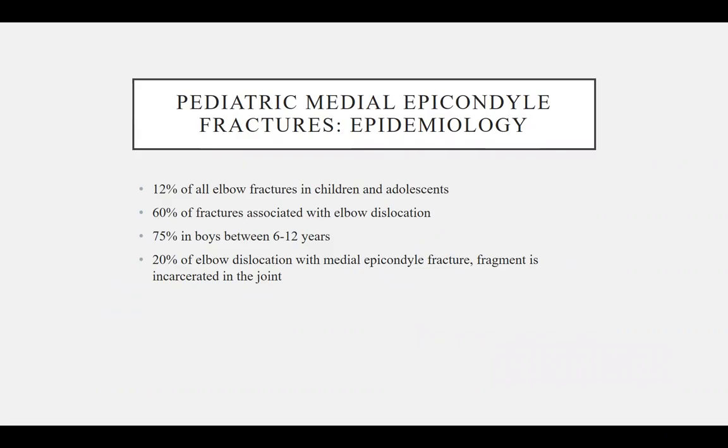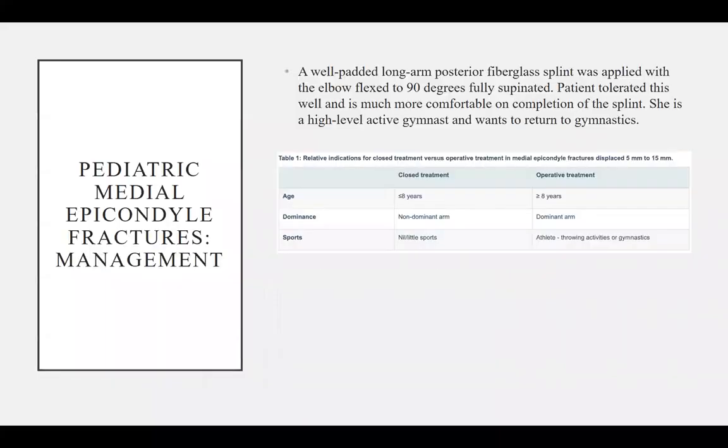60% of fractures are associated with elbow dislocation. 75% are in boys between the ages of 6 and 12 years old. And in 20% of elbow dislocations, the fragment is incarcerated within the joint. And medial epicondyle fractures can comprise 12% of all elbow fractures in children and adolescents.